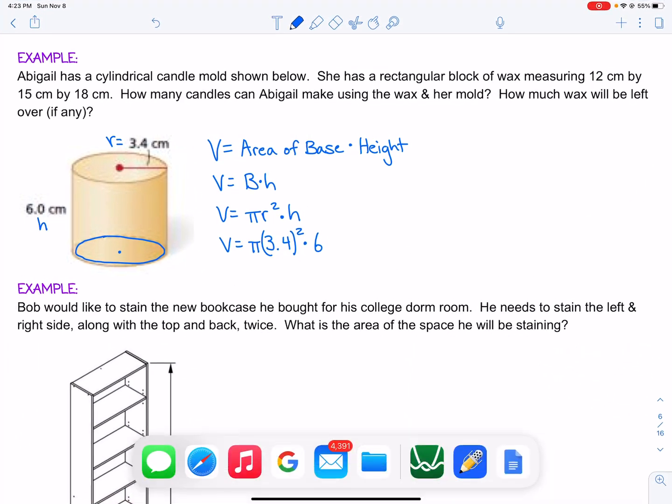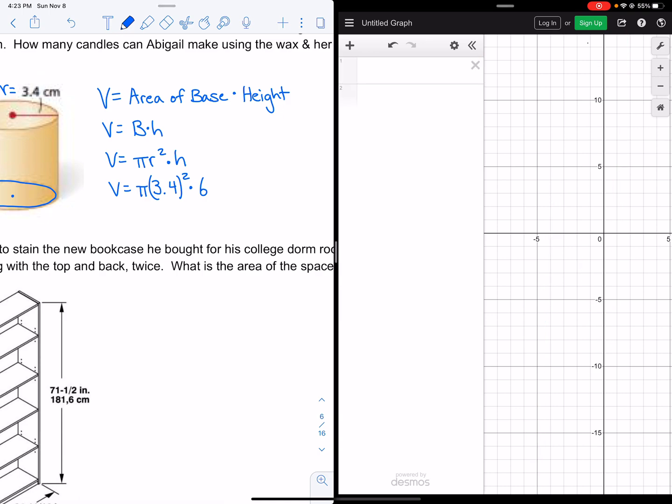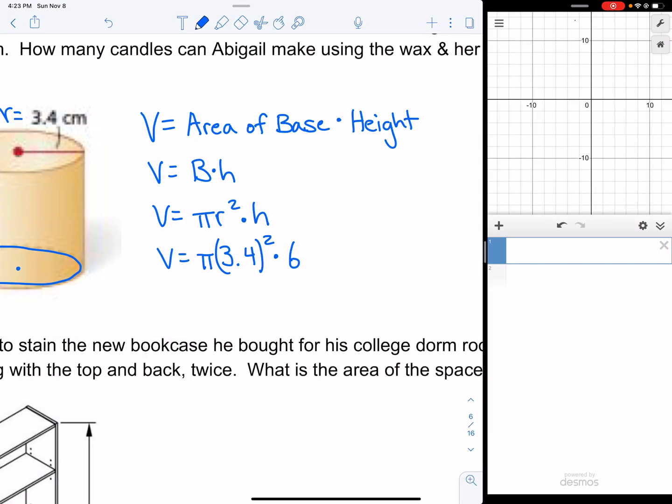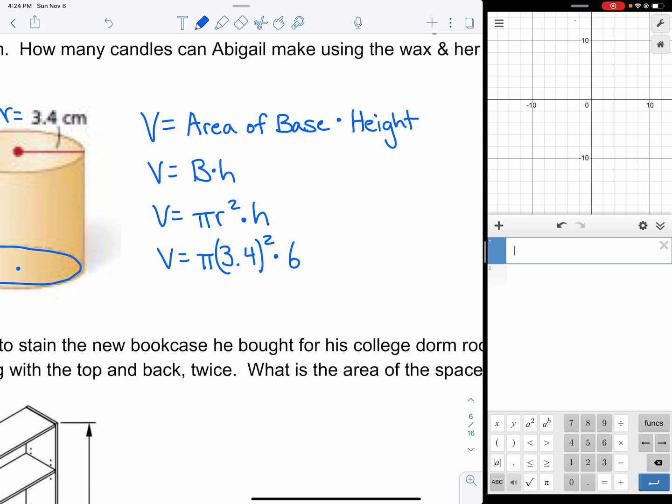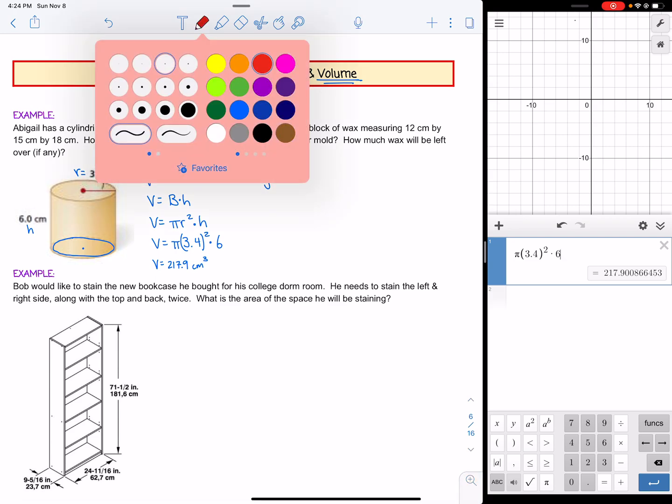All right, so let's type that into our calculator. Let me bring up Desmos for my calculator. I'm going to get pi, which is down there on the keyboard at the bottom, and then multiply that by 3.4 squared, and then multiply that by 6. And so I get a total volume of the candle mold of 217.9 cubic centimeters.